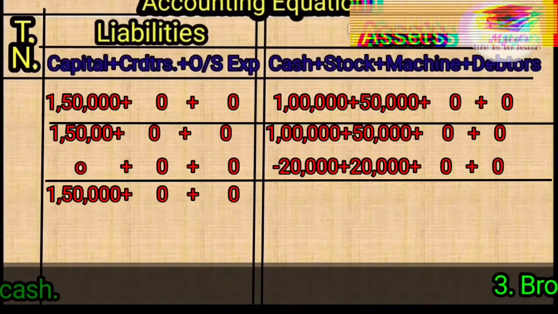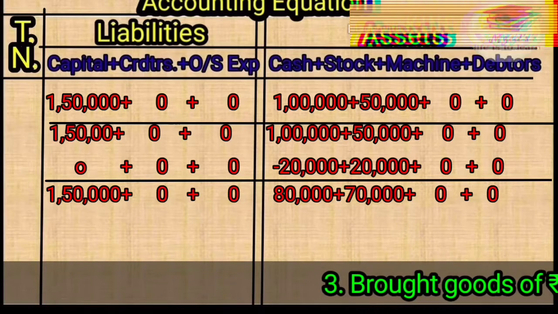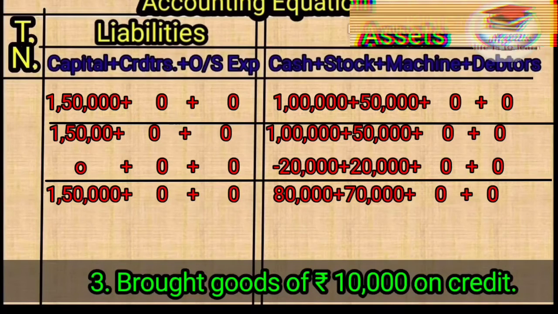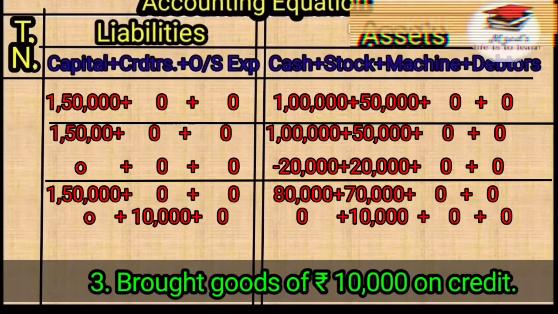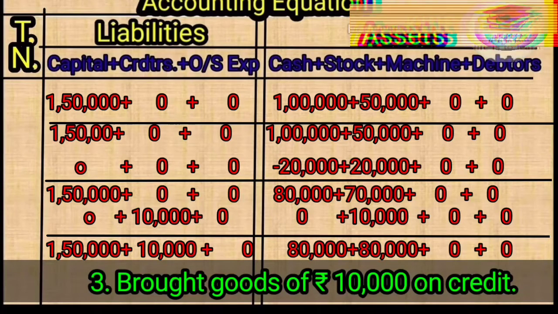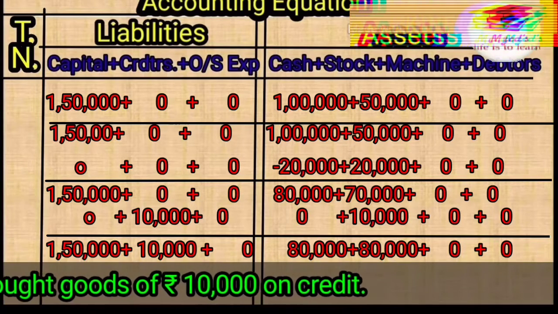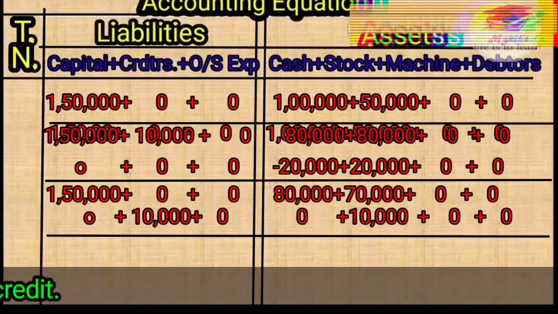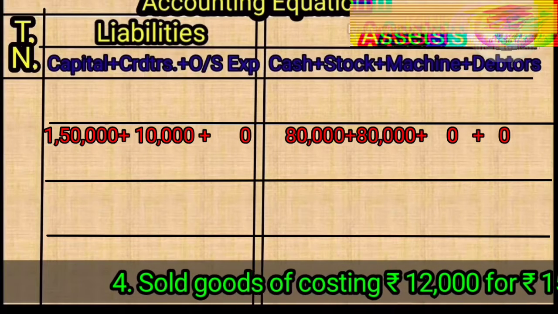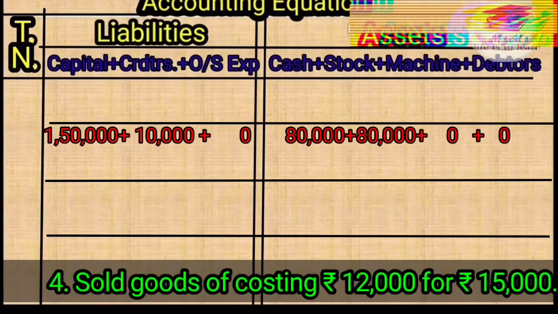First we will bring down all the balances, and then cash will be deducted by 20,000 and stock will be increased by 20,000, and the result will be 50,000, 80,000 plus 70,000. Bought goods of rupees 10,000 on credit. Here creditors will be increased by 10,000 and stock again will be increased by 10,000, and the result again will be 1,50,000 plus 10,000, that means 1,60,000, and here will also be 80 plus 80, 1,60,000. So in all cases these equations are satisfied.